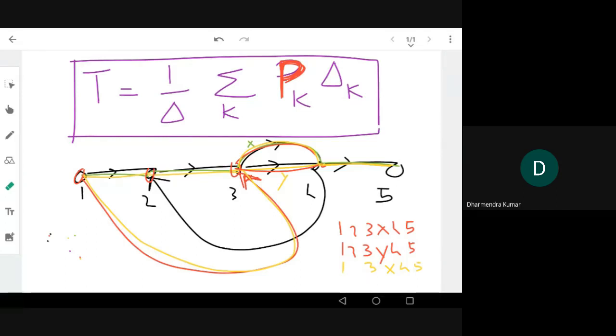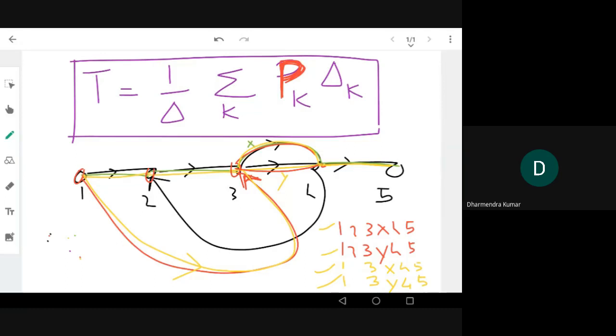Okay, now what is the next forward path? Again 1 to 3, then through y, then I go to 4 and 5. Okay, so just by adding this 1 to 3 forward path, I have got two extra paths.